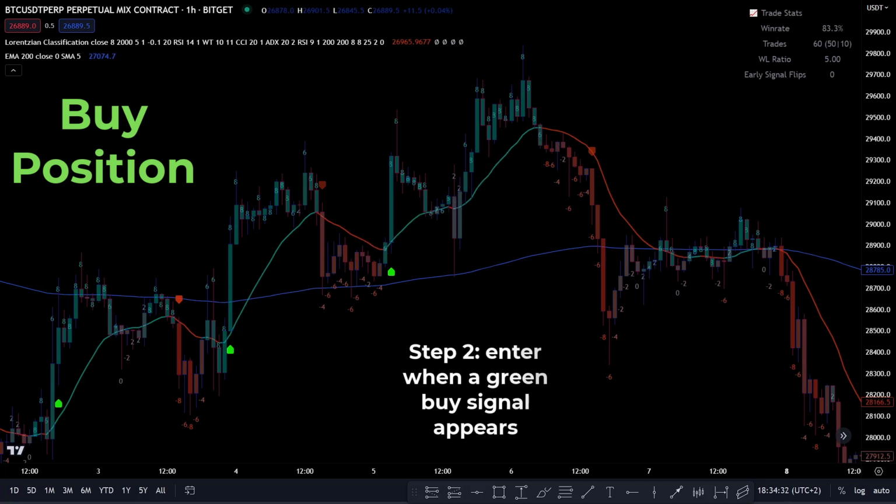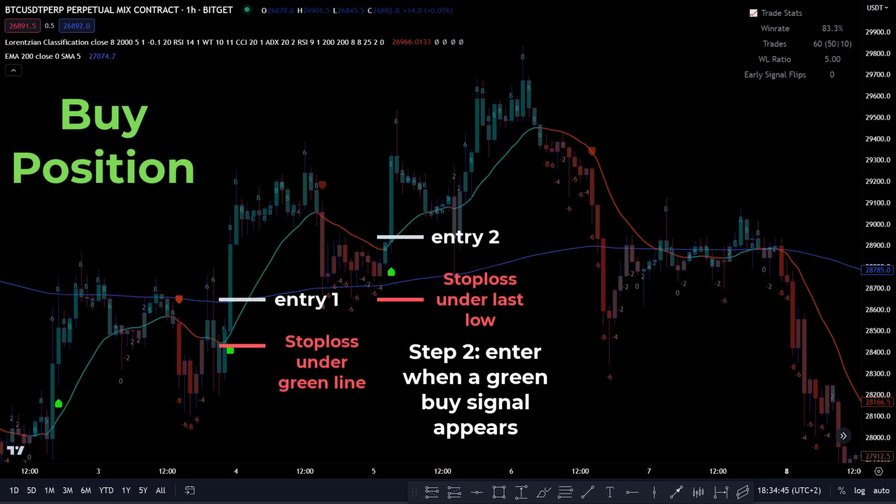Step 2. We enter the market whenever a green buy signal appears. As soon as price moves or is above the blue EMA line, and consequently a green buy signal appears, we can enter the market in a buy position and place our stop loss under the blue or green line, or under the last previous low. We then can take an entry with a risk reward of 3.